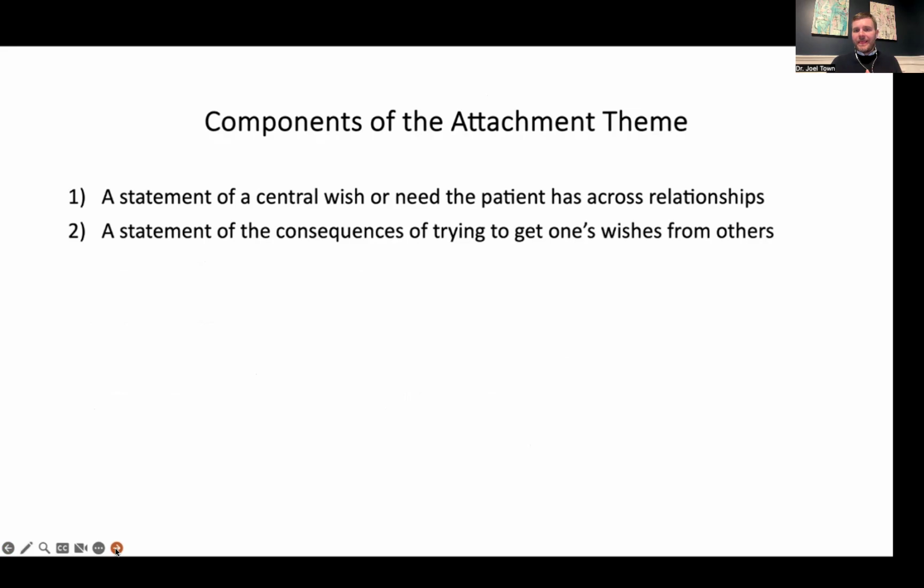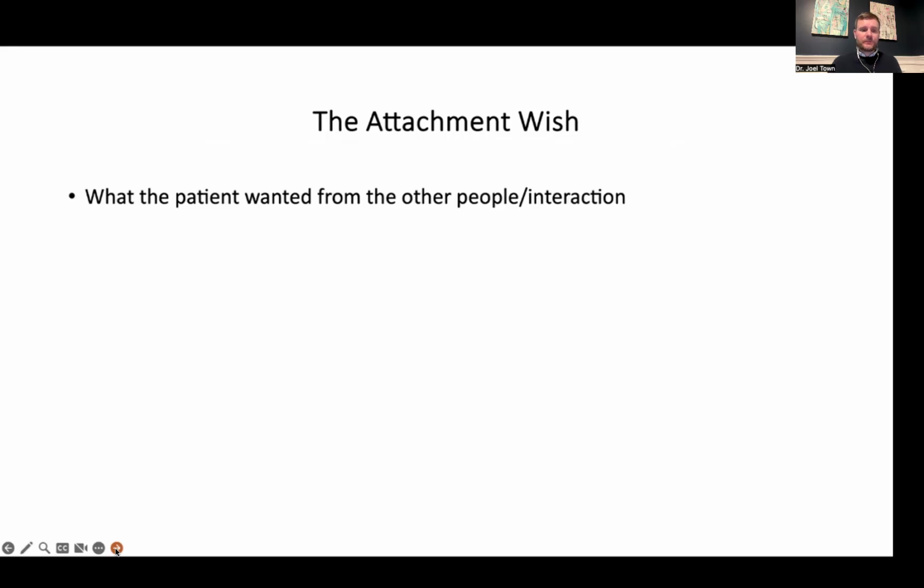So what are the key components of the attachment theme then? Well, the first key aspect is a statement of the person's central wish or the needs they have across relationships. Then the second key aspect is a statement of the consequence when a person tries to get their attachment needs or attachment wishes met from other people.